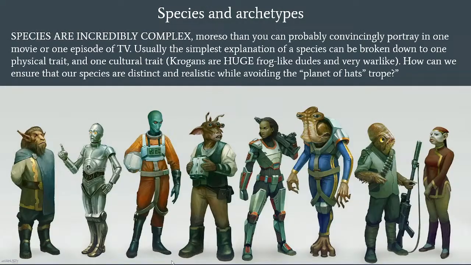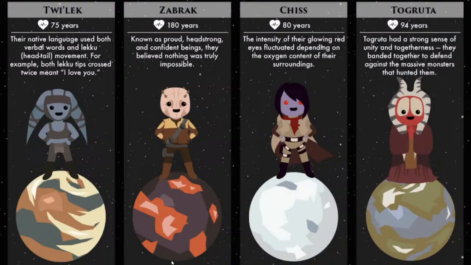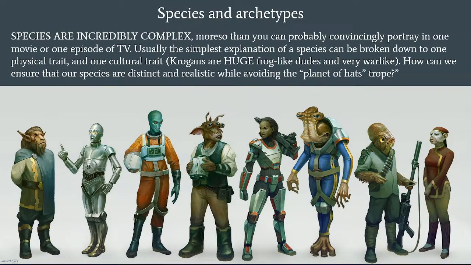Okay, let's proceed and look a little bit at species and different alien races that we might include in our worlds. So, species are really complex, more so than you can probably convincingly portray in a movie or one episode of TV. We're not going to be able to dig that deep on any one species in a movie or one episode of a show. So, this is largely concerned for books, comic books, role-playing games, video games, and stuff like this, where we have the ability to explore the uniqueness and eccentricities and interactions of these creatures on a longer scale than just an hour of movie, right?